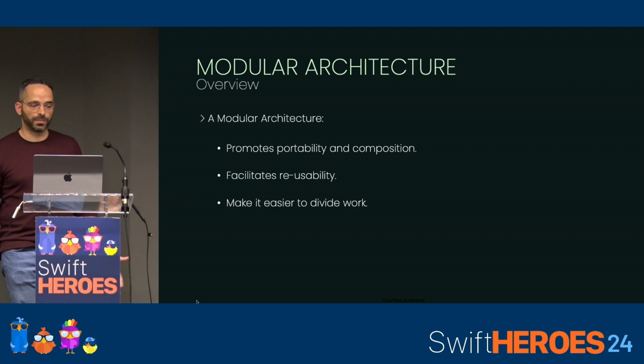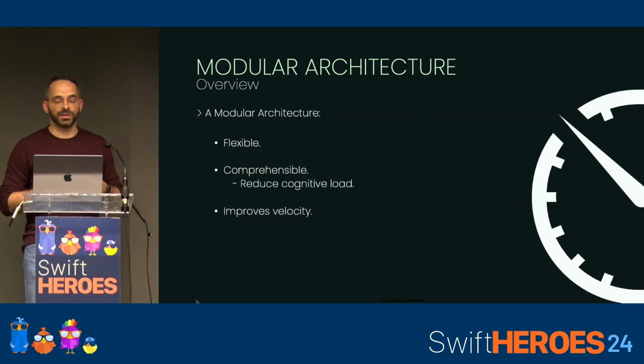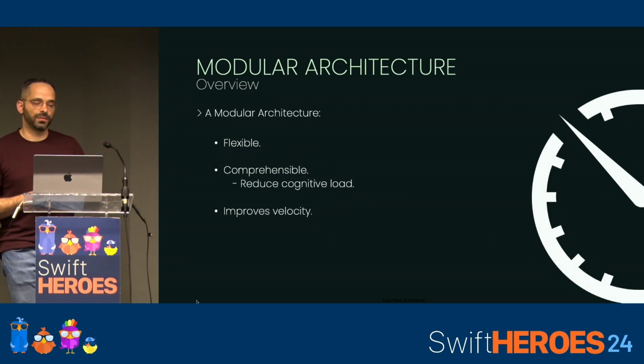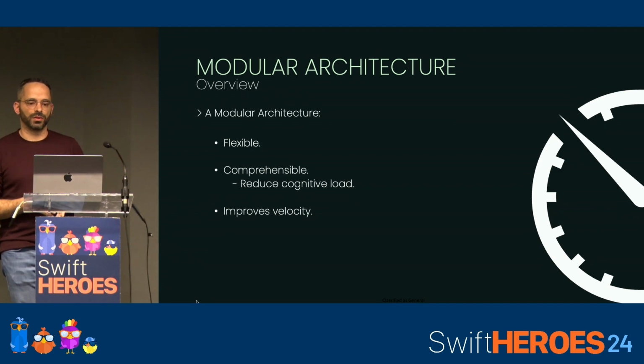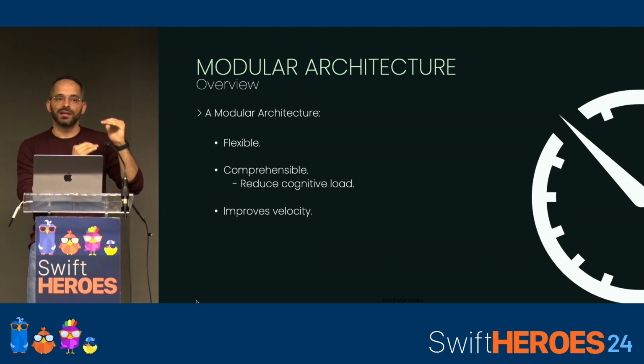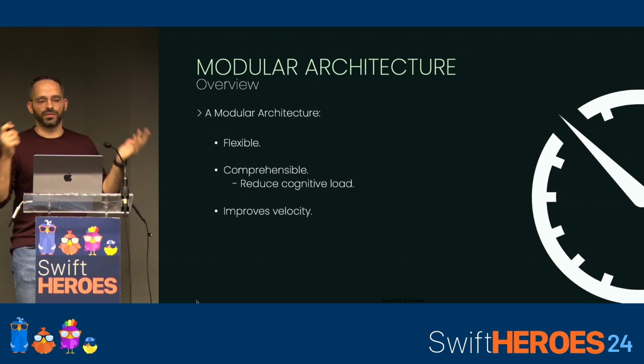A modular architecture promotes portability and composition, facilitates reusability, and makes it easier to divide work. Also, it should be flexible, it should be comprehensible to reduce cognitive load. Basically, what this means is that we don't want developers to have to understand a lot of code to work in some small stuff. So if you make your architecture modular, I just have to understand this small part of the project instead of understanding everything.